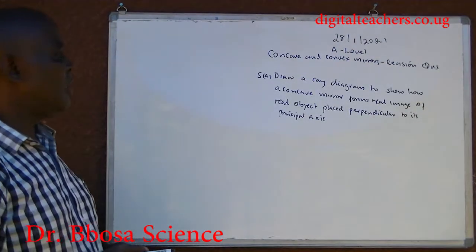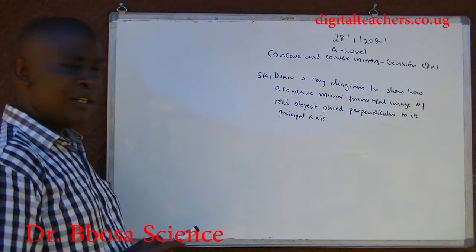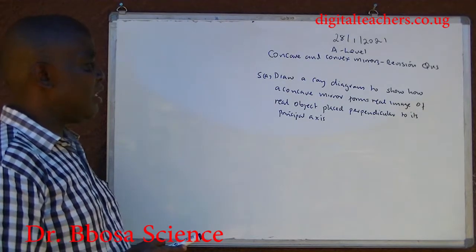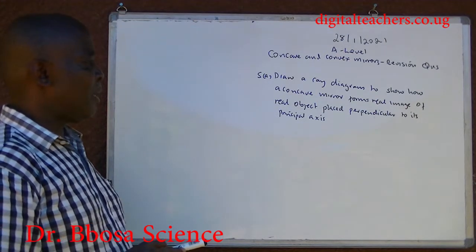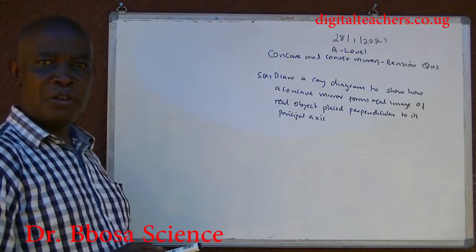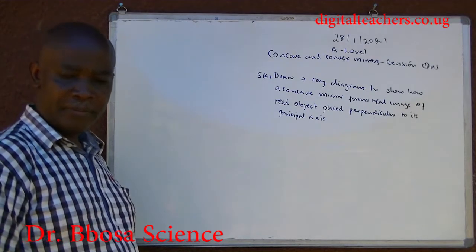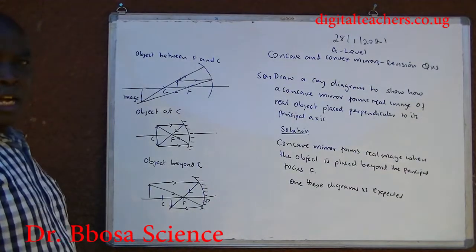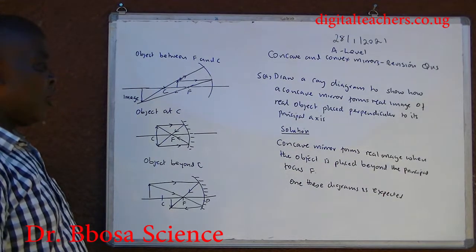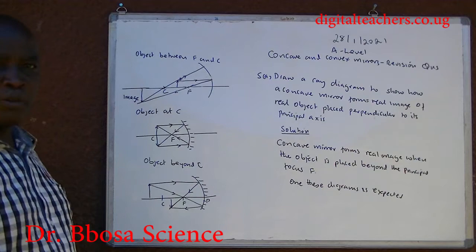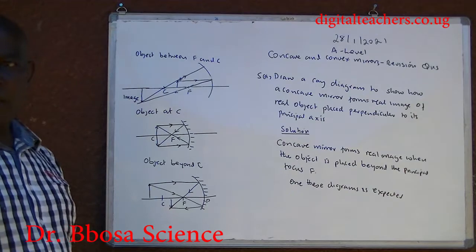5a, draw a ray diagram to show how a concave mirror forms a real image of a real object placed perpendicular to its principal axis. You can pause and answer. Solution: a concave mirror forms a real image when the object is placed beyond the principal focus F. So we expect one of these diagrams.